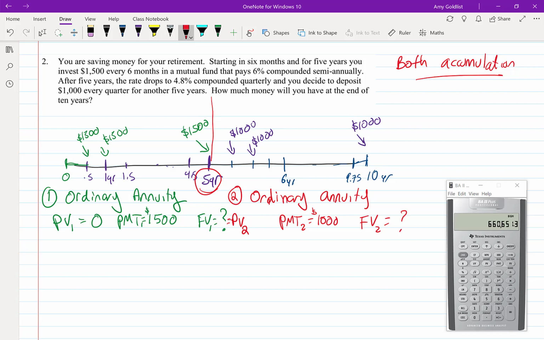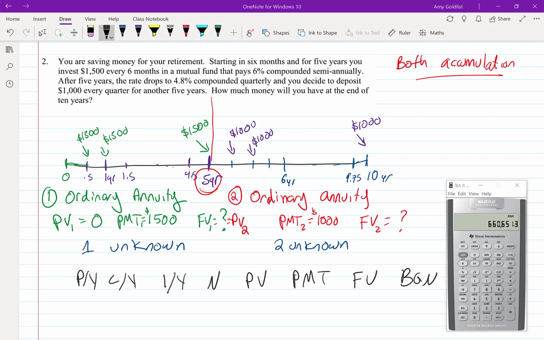Looking over here, we've got 2 unknowns, future value and present value, so we can't do anything. Here we have only 1 unknown. That's why we're going to start with number 1. Okay, we're going to put everything in our calculator, and I'm going to start with 1. I like to label these so I know which one is which. In this case, the payments are semi-annual, and the compounding looks like it's semi-annual. And you can even write the compounding up here on the timeline if you think that makes things easier.